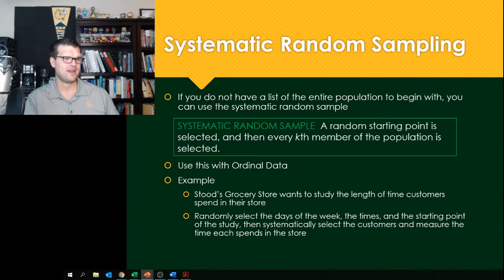Systematic random sampling. This is when you take a random starting point, and then every so many persons in the population you select. For instance, when you want to know who's coming into a grocery store at a particular time throughout the day, this is really good. We're going to take every 20th person that comes into the grocery store, or every 20th person that comes into the ballpark, or every 10th person that visits our website.